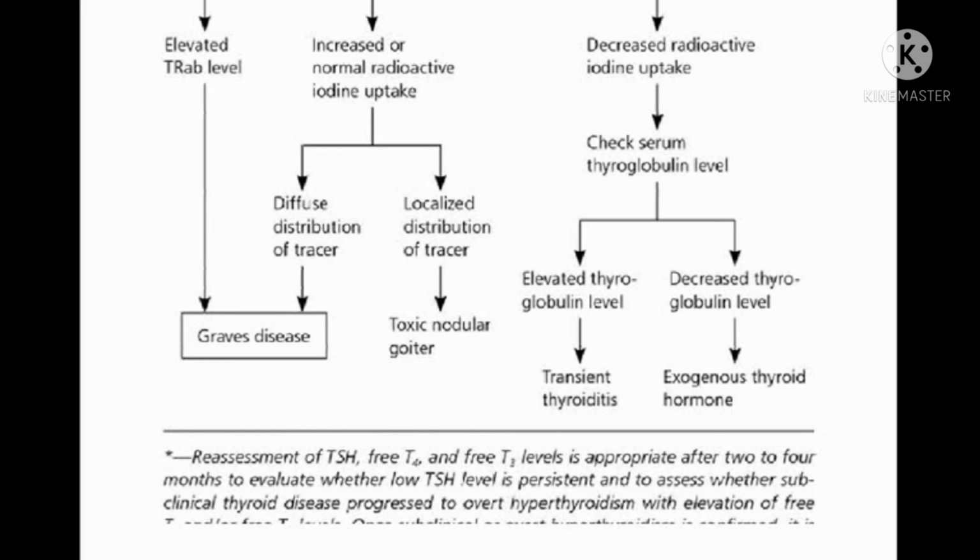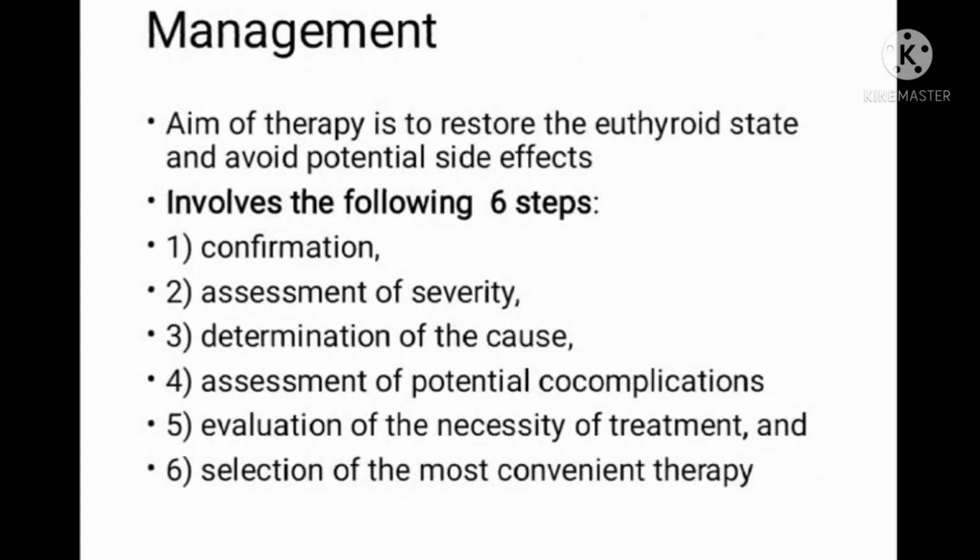level to check whether the patient has an elevated or decreased thyroglobulin level. If there is an elevated thyroglobulin level, I have to consider transient thyroiditis as a possible cause. But if there is a low or decreased thyroglobulin level, I have to consider exogenous thyroid hormone supplementation as a possible cause of subclinical hyperthyroidism.